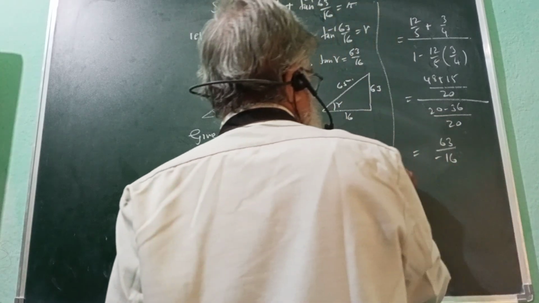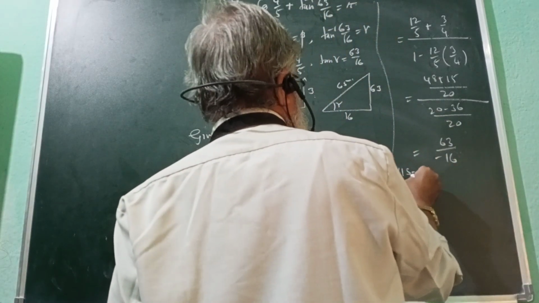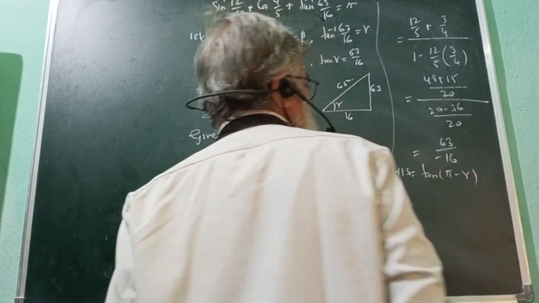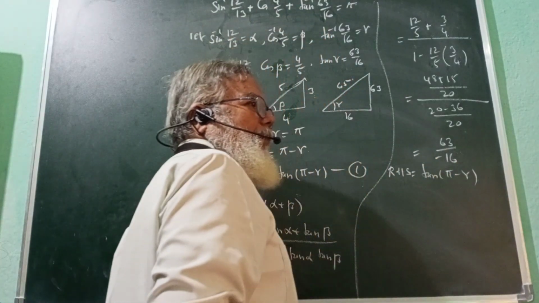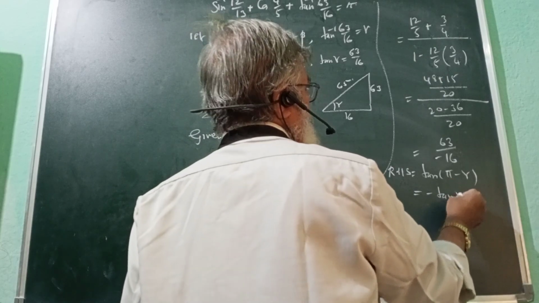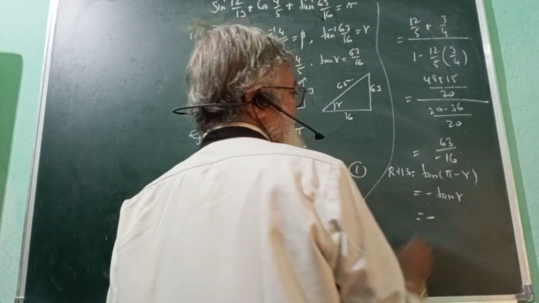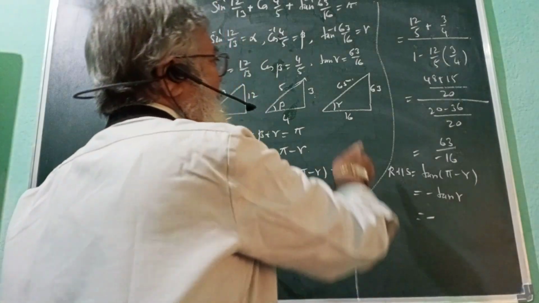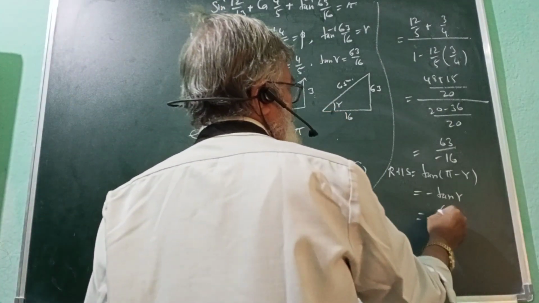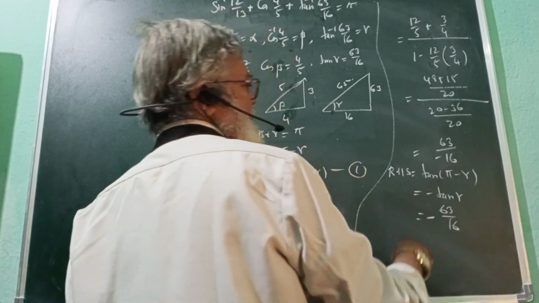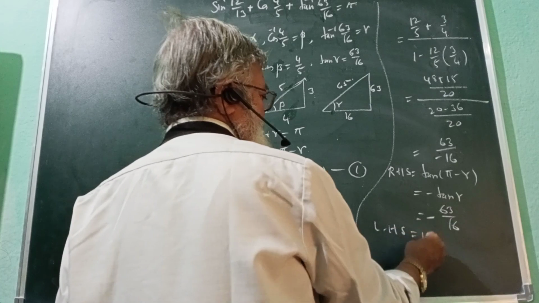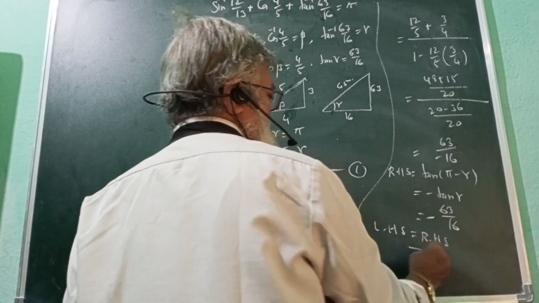Now the right hand side, let us take. Right hand side is tan of pi minus gamma. Tan of 180 minus theta formula we applied. That is minus tan theta. And here it is minus tan gamma. Tan gamma obtained from the gamma triangle is given by 63 by 16, so minus 63 by 16. See this here. Left hand side is equal to right hand side. Therefore, the given problem is proved.